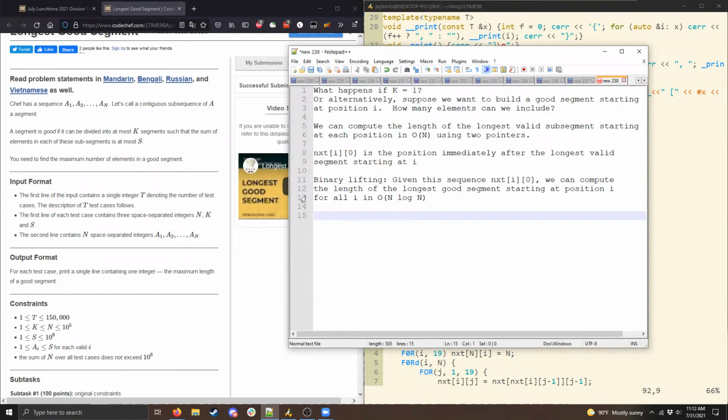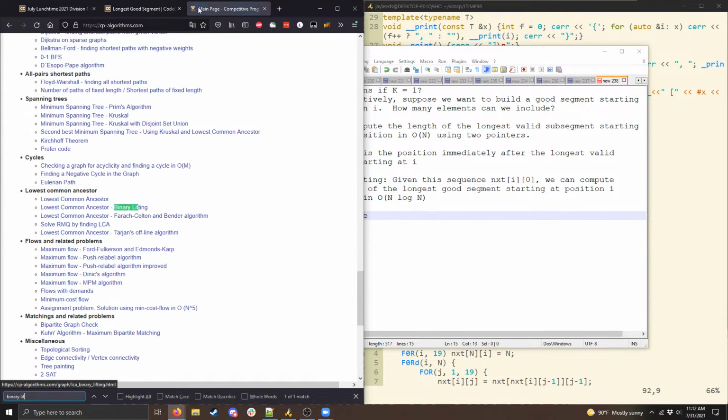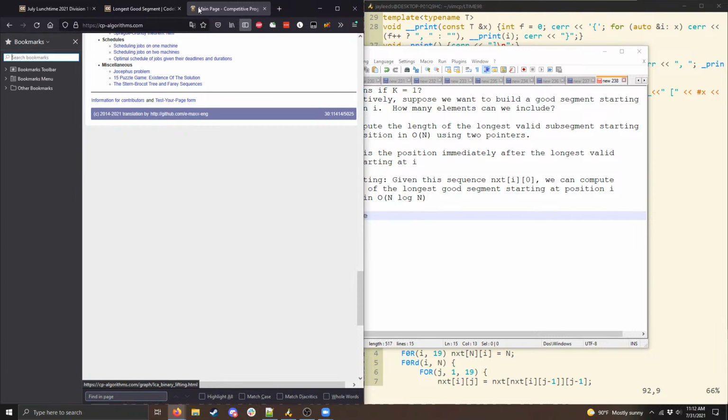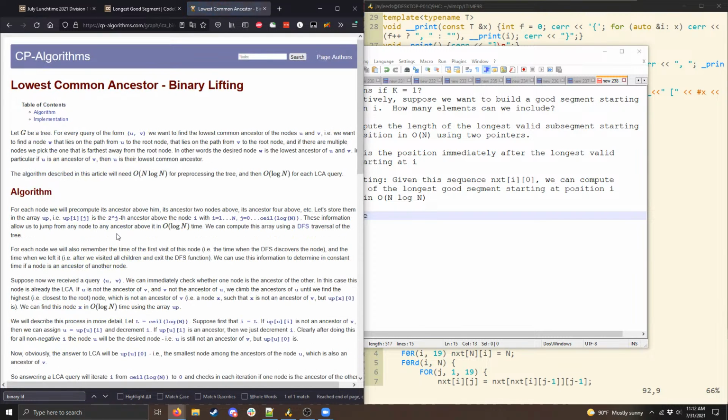And more generally, what we can do with binary lifting is we're going to say, okay, so we know the length, let's see, what's the best way to explain binary lifting? I'm actually going to see if there's an article on CP algorithms I can go over, because I think that would be helpful. But yeah, I think this LCA one would work.